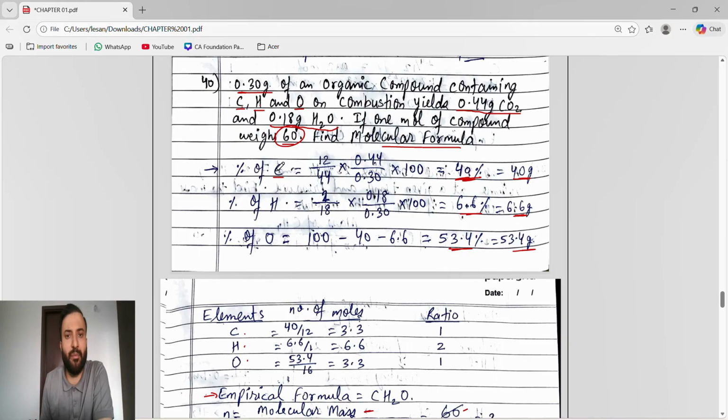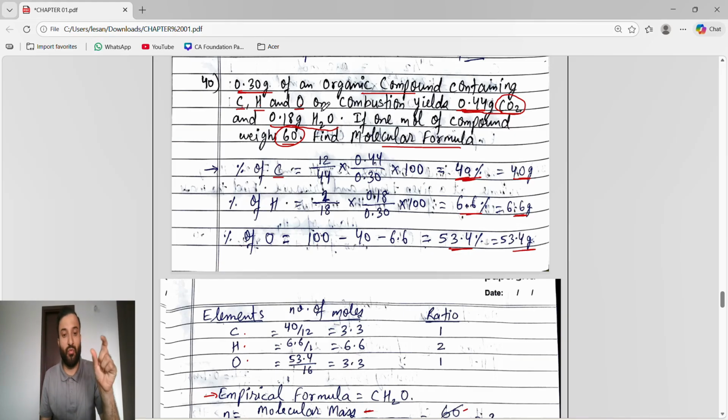The percentage of carbon means what? Where is the carbon present? Carbon is present in CO2. The percentage of carbon means the mass of carbon given. First we will see this in the CO2, because carbon is present in CO2. The mass of carbon in CO2 is what? C is 1, so the mass of carbon is 12, divided by the total mass of CO2, which is 44, into 0.44 gram CO2. We have 0.30 gram of organic compound, which on combustion gives this much and this much.